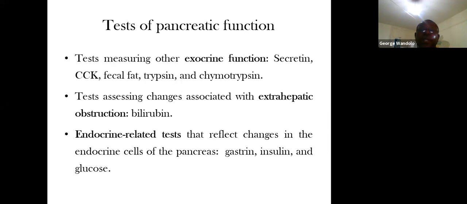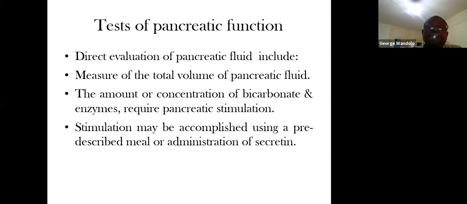The tests for measuring other exocrine functions include secretin, cholecystokinin, fecal fat, and trypsin and chymotrypsin. Tests assessing changes associated with extrahepatic obstruction include bilirubin. For malabsorption, we must test for bilirubin. Endocrine-related tests that reflect changes in the endocrine cells of the pancreas include gastrin, insulin, and glucose. Direct evaluation of the pancreatic fluid includes a measure of the total volume of pancreatic fluid.